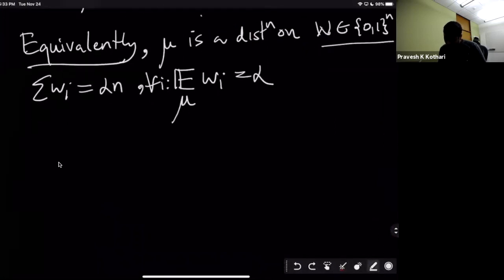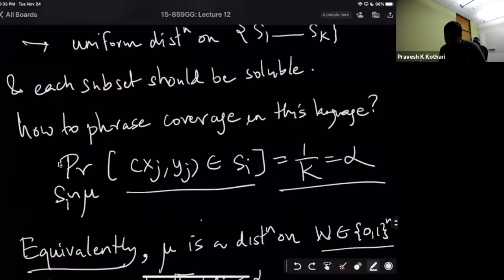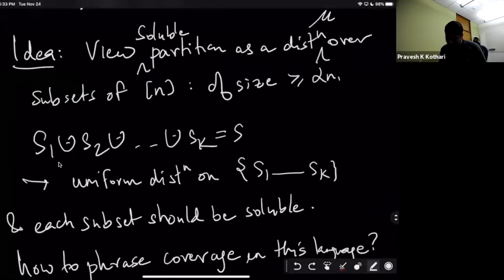Very good. So now let me come back and see if there are any questions about this translation of notation that we did. What we did was we took a partition, and for whatever reason, we reinterpreted it as the uniform distribution on the sets in the partition. You'll soon see why this was a legit thing to do. But right now, just bear with me and carry on.